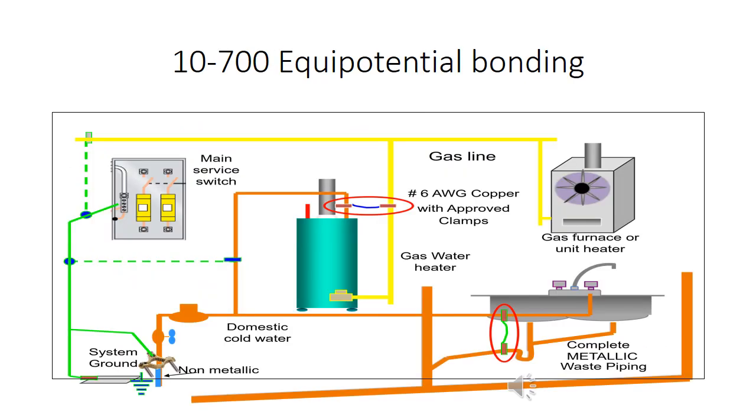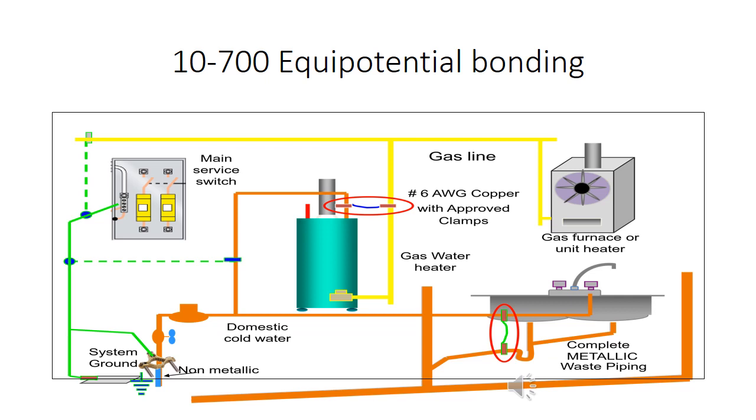So back to 10-700, equipotential bonding. Here's a picture of a premise, whatever it happens to be. As you can see, the gas line, which is marked in yellow, has a number 6 AWG copper with approved clamps. The water line next to the hot water tank is also picked up with a number 6.